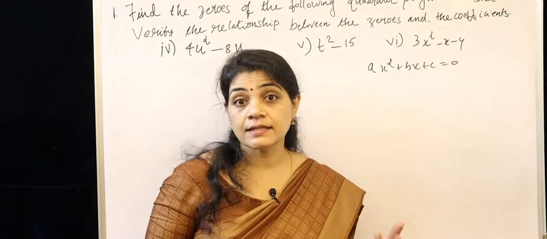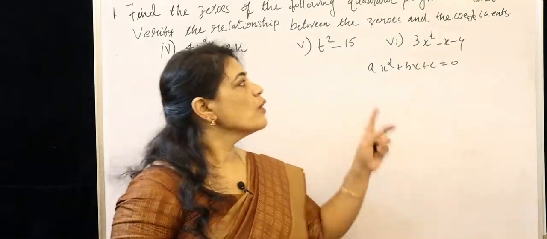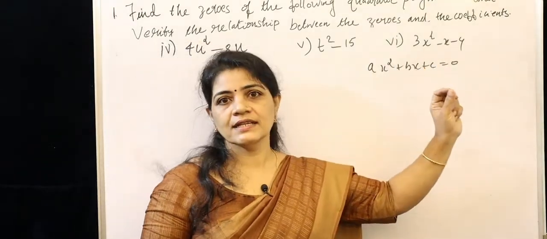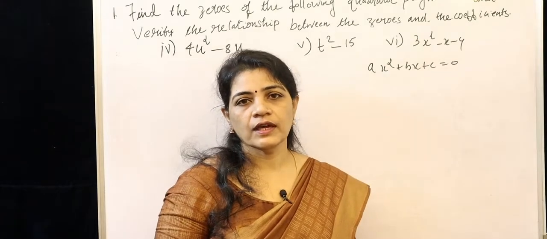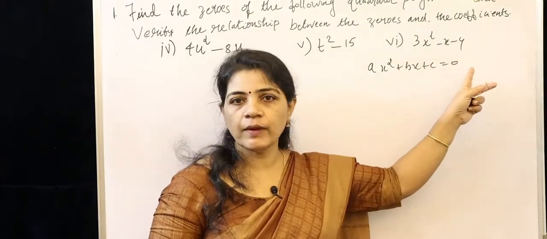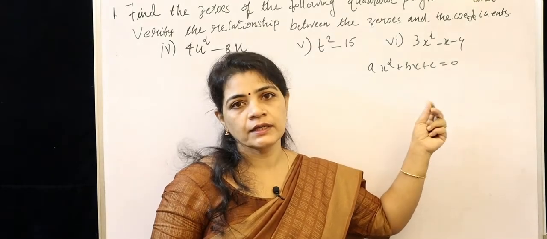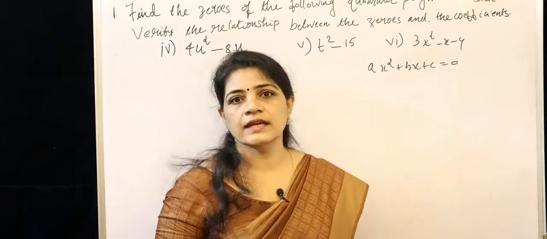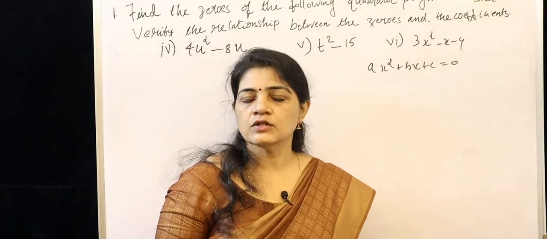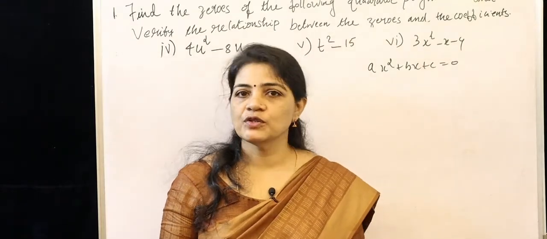Next we are solving the sixth problem, that is the last problem. That is 3x square minus x minus 4. See children, this is in the standard form, ax square plus bx plus c. So we can apply the splitting the middle term. Since the variable is x, p of x, to get the zero, p of x is equal to 0.